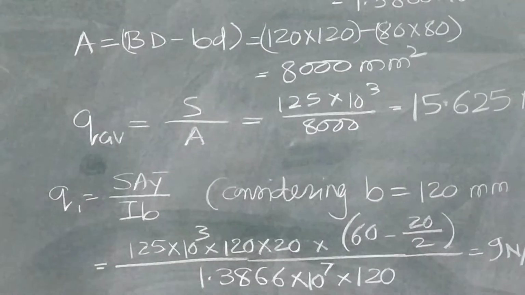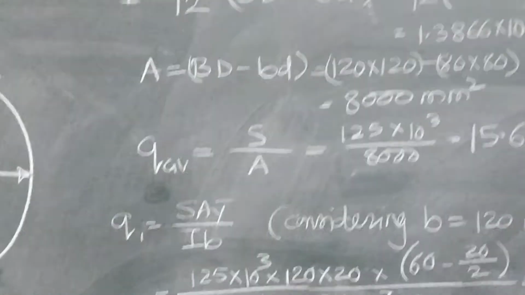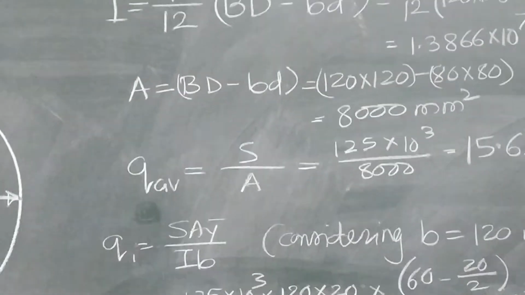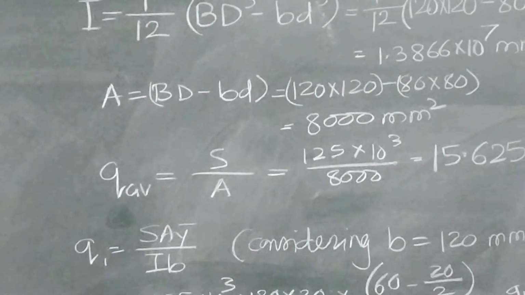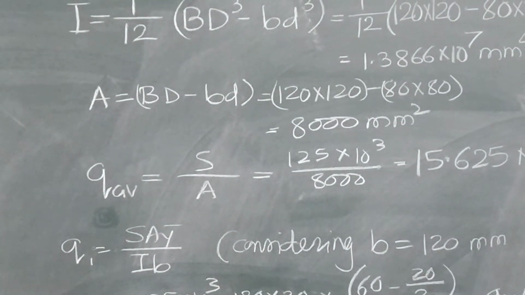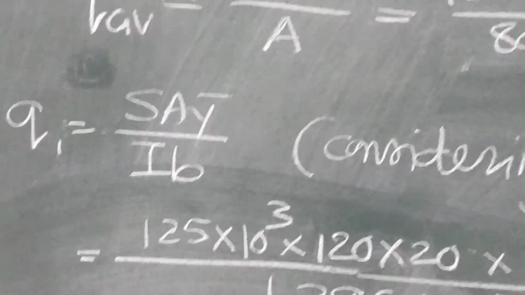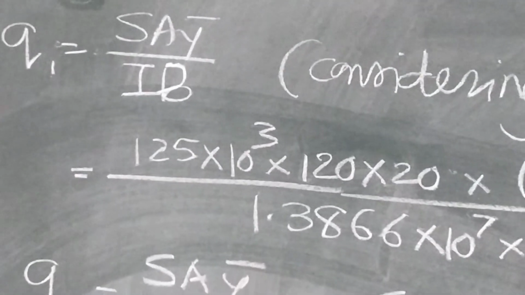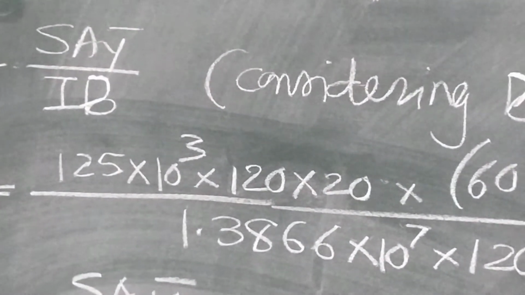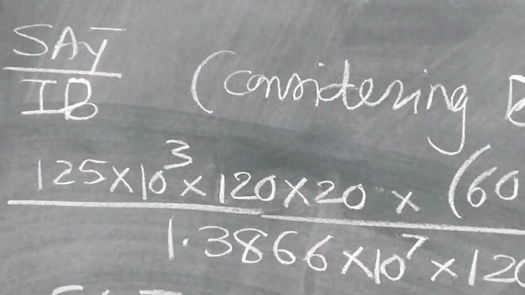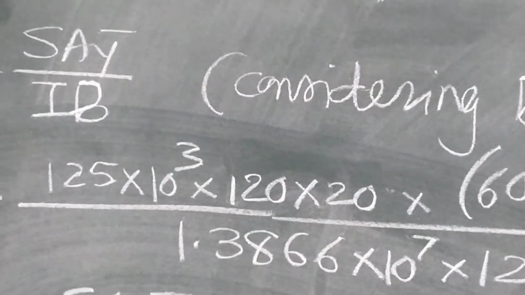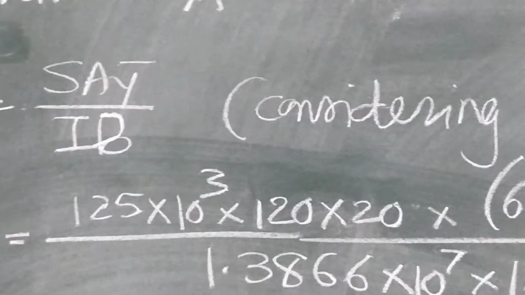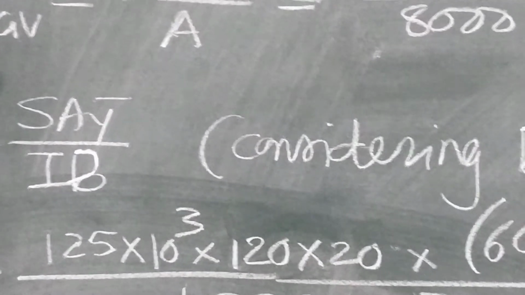Let us find out now Q1. Q1 is shear stress at bottom of flange by taking width as capital B. So capital B here is 120 mm. Let me write down capital B there. S A Y bar upon I into capital B. So that is nothing but 125 into 10 raised to 3 into 120 by 20. Why? Because we are considering the bottom of flange. So 120 by 20 are the dimensions, bottom of flange, into 60 minus 20 by 2.